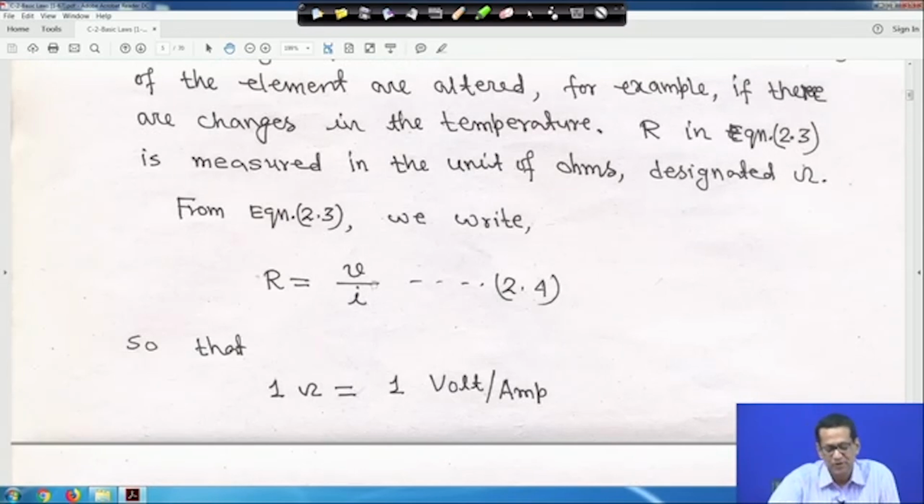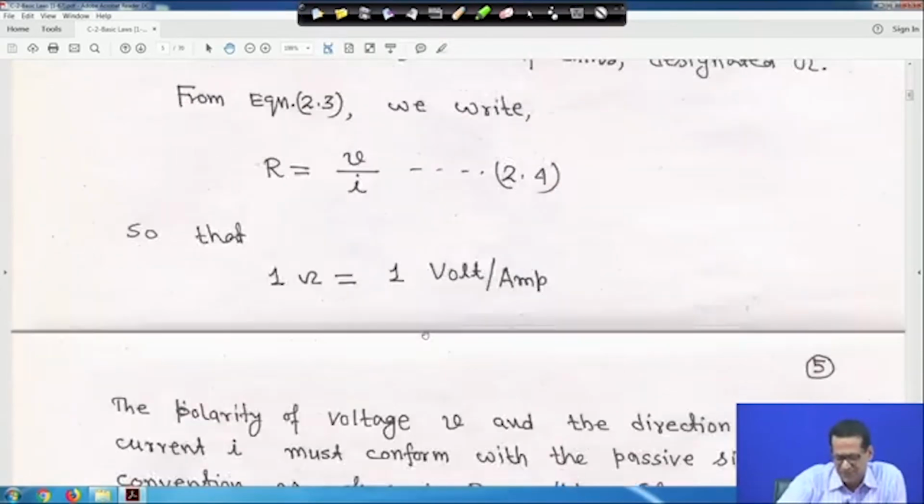That means V is volt, I is ampere and R is ohm. So, 1 ohm is equal to 1 volt per ampere. This is a simple thing, understandable to you, right?